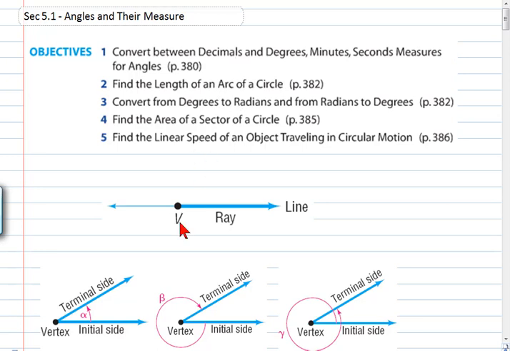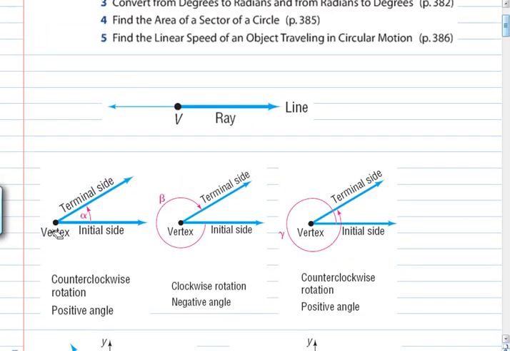So we're going to start out with first, what is a ray? Because when we make angles, the first component is a ray. This initial point we call right here the vertex, and then it's going off in some direction. We create angles then by combining two rays that intersect at a point called the vertex. The initial side typically will be the positive x-axis, and then we go around until we intersect the terminal side.